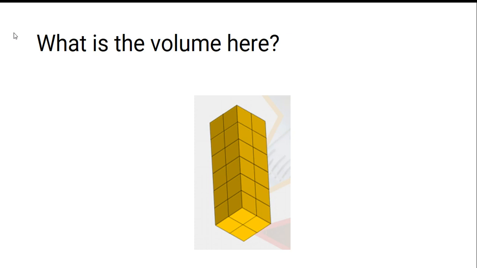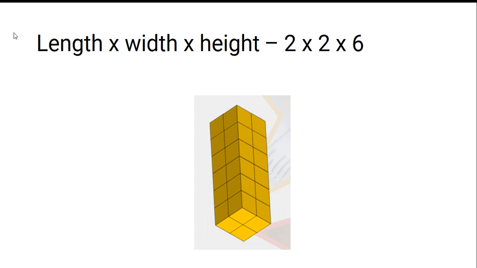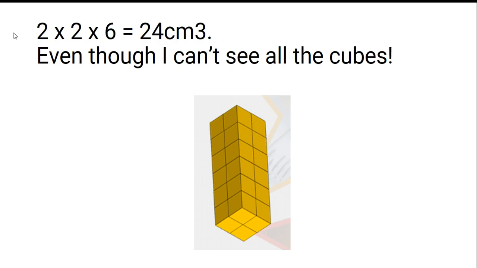So let's have a look at a new shape. What's the volume here? Well, we found the last one very easily by counting the cubes, but I can't see all the cubes, so I'm going to have to remember what the formula was. Length times width times height. So I've got 2 by 2 by 6. 2 2s are 4. 4 6s is 24. So the total shape is going to be 24 centimetres cubed. Even though I can't see all the cubes because some are hidden, I know they're there because I've used the formula.